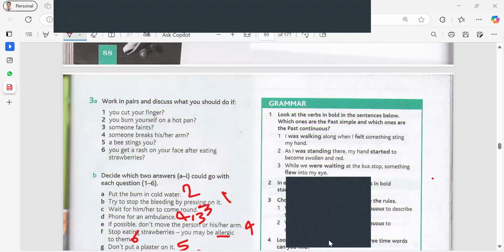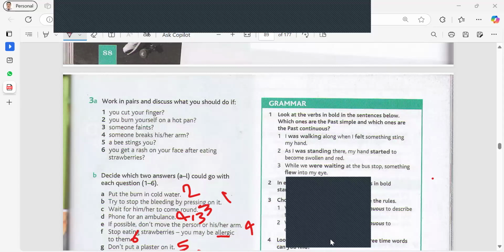What should you do if someone breaks his or her arm? First, don't move them. Exactly. And call the ambulance. And make sure they are comfortable and away from danger. Yes, great.